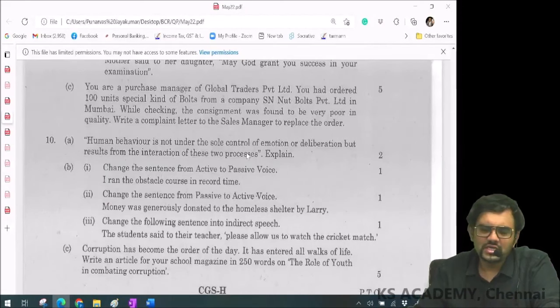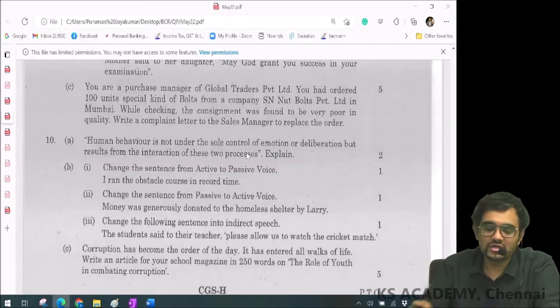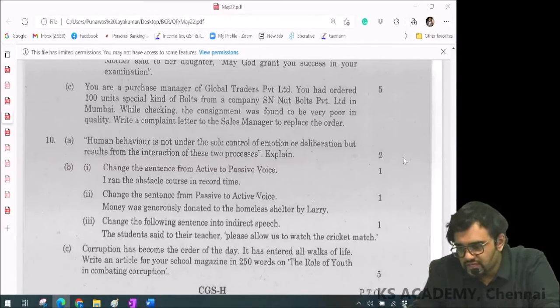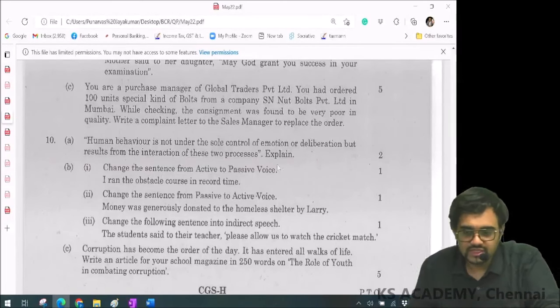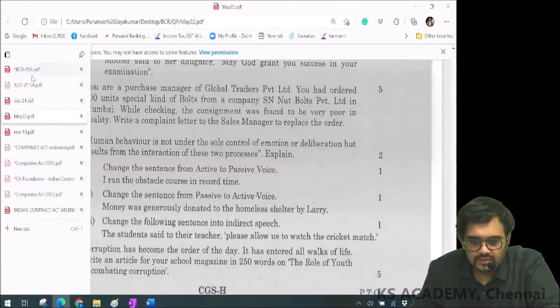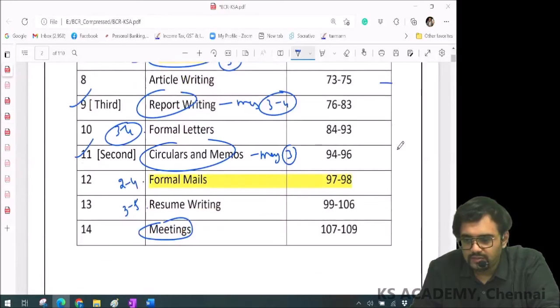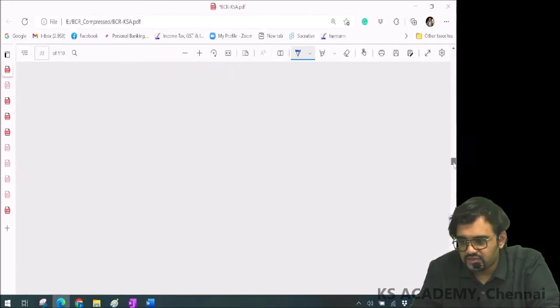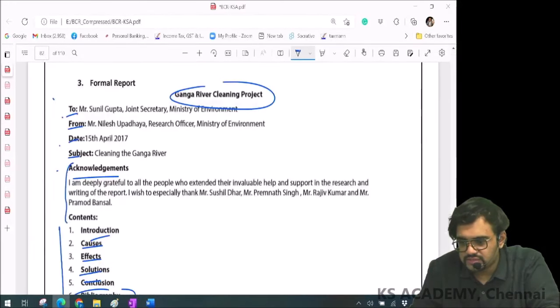But in this question, it is not format. So we should be smart. We should only write this if we do not have a choice. If we don't know other areas, only then we should attempt this area. Okay, so on that note, let us go to the formal mails, page number 97 to 98.